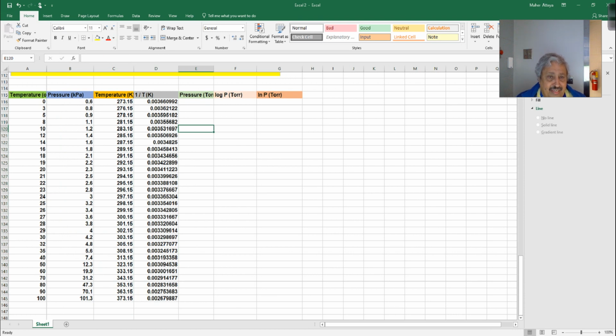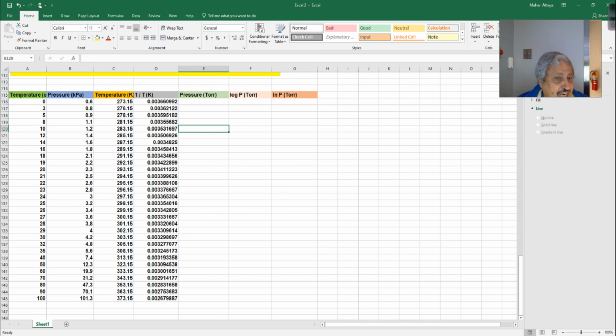Next, the pressure in torr, that has to be given to you. I don't know what the pressure in torr is, like the temperature. That's given to us. The pressure is given to us in kilopascal, but we have 0.6, correct? Well, how in the world, does somebody have a clue how we do it? How we do it?